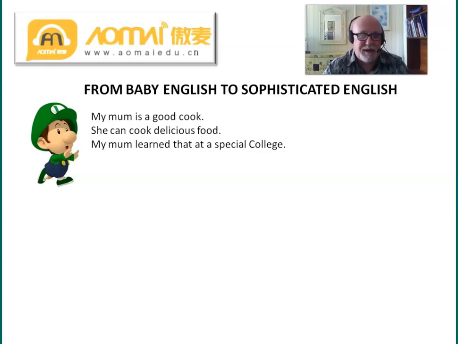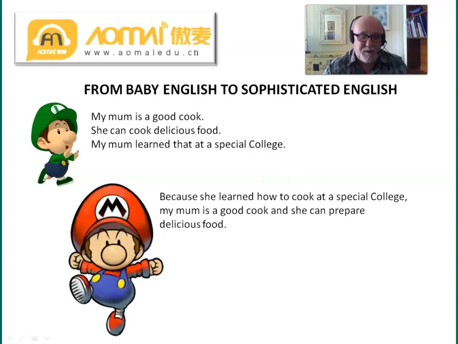How can we do it simply? Let's have a look at this particular one, and we'll see how we might be able to put this all together in a much more sophisticated way and say exactly the same. Because she learned how to cook at a special college, my mum is a good cook and she can prepare delicious food. You notice a couple of things? There's only one sentence. But it says exactly what the 3 sentences of baby English said, just in a much more complex way.